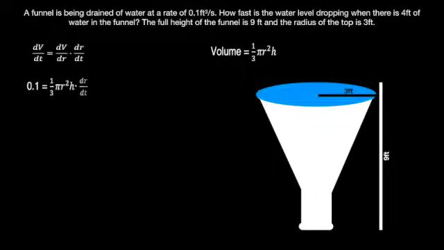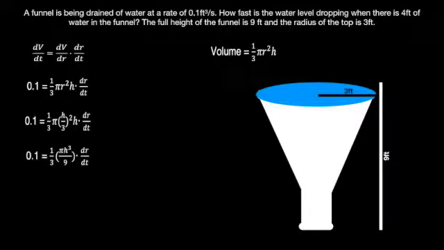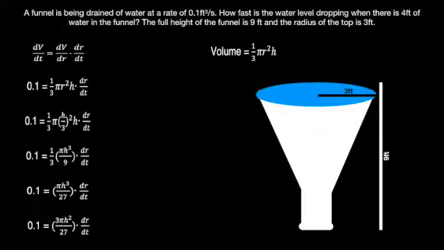0.1 = 1/3 π times the quantity (h/3)² times h times dr/dt. Simplify, it will be 0.1 = πh³/27 dr/dt. Then, find the derivative of the equation, which will be 0.1 = 3h²π/27 dr/dt. Again, let's simplify the equation. It will be 0.1 = h²π/9 dr/dt.